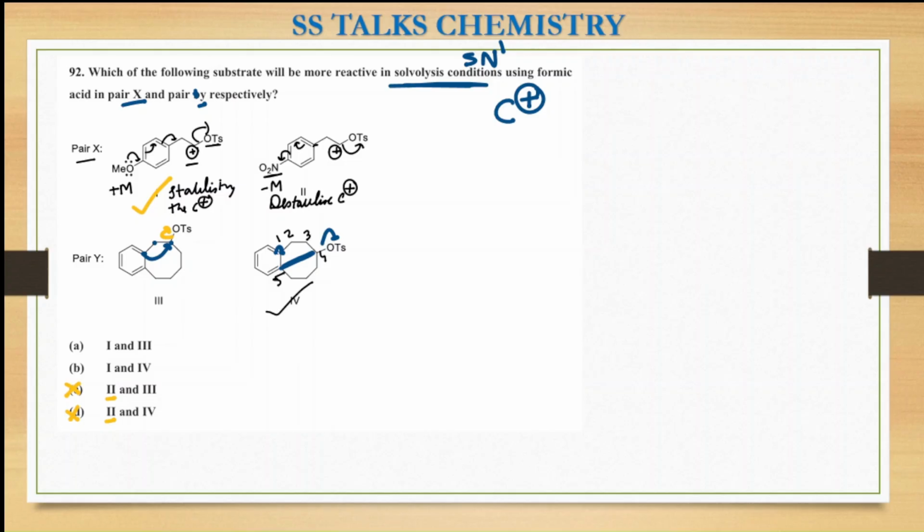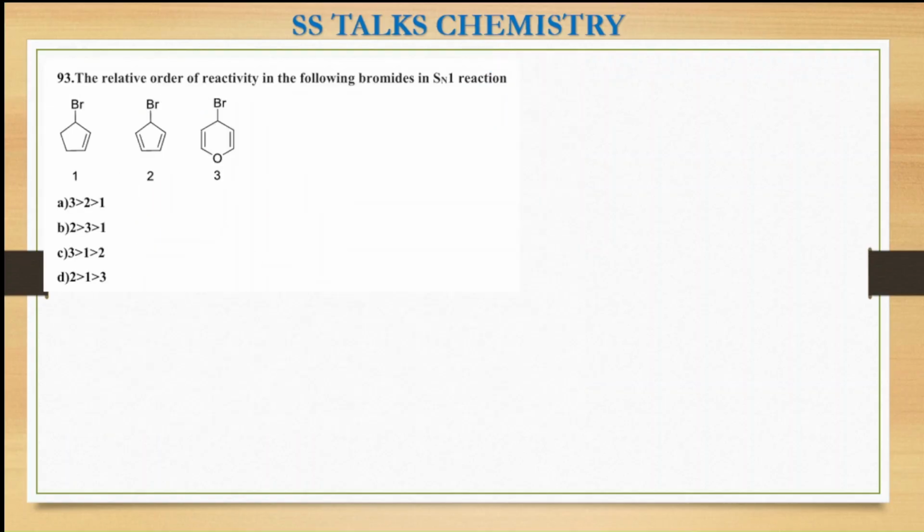So first from the pair X and fourth from the pair Y is going to give us the faster rate. So B is the correct option to this question. Okay, I hope this one is clear. Let us move on to the next question now.